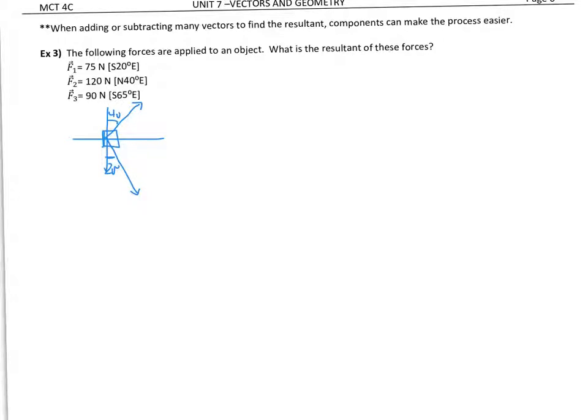I should have made that vector quite a bit longer, because it's got to be longer than the 75 vector. And then force 3 is 90 newtons, but it's going south 65 degrees to the east. So south 65 degrees to the east, and it's 90. So there it is, and this whole angle here is 65 degrees. So lots of angles in there.